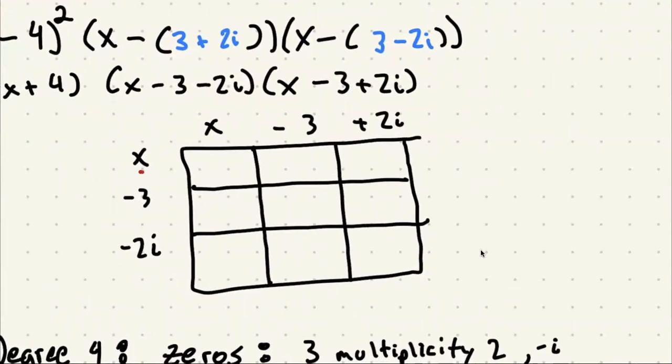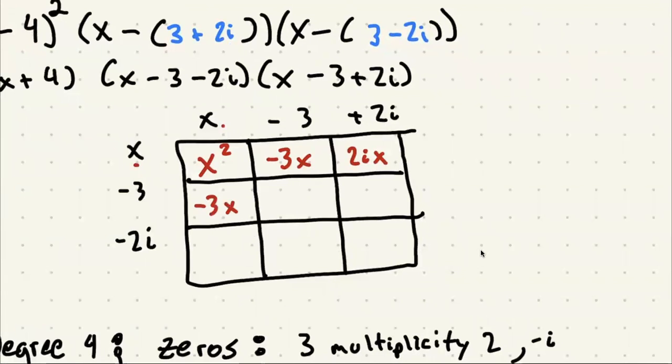So first we start off with x times x. That's going to give us x squared, x times -3, which is -3x, x times 2i, which is 2ix, and then -3x, +9, and then -6i, -2ix, plus 6i, because it's negative times negative, and then -4i squared. Okay. So that's what happens when we follow this out.